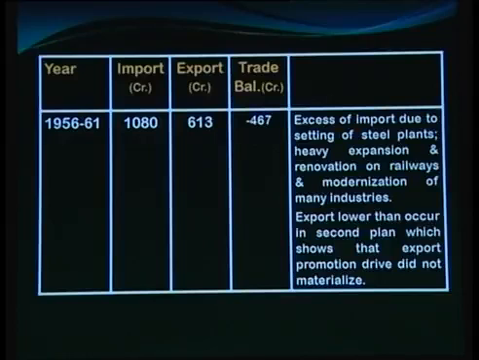Again, in 1956 to 61, imports are on a much heavier side. It is 1080 while exports are as low as 613. So we are facing a deficit of 467. Let us understand why this trade deficit of 467 was seen in 1956 to 61. It was an excess of import due to setting up of steel plants, heavy expansions, renovation of railways and modernization of many industries. Export lower than import occurred in the second plan, which shows that the export promotion drive did not materialize.